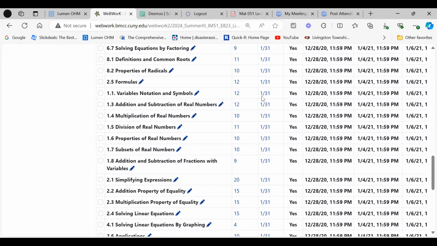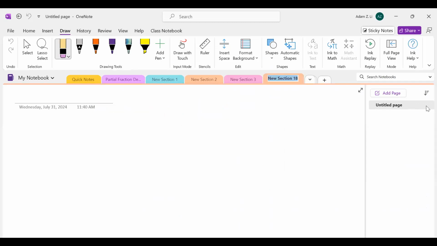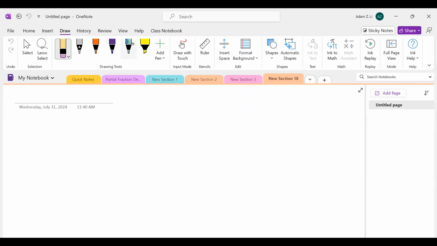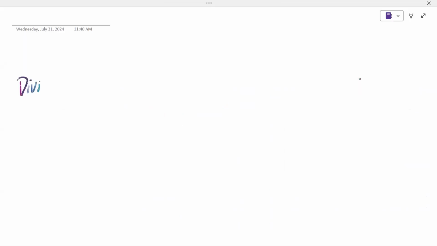Next thing, I want to talk about the division of the real numbers. Let's go back to the OneNote. Let's start with a new sheet. Okay, so division of the real numbers. That will be the next topic. Division of real numbers.